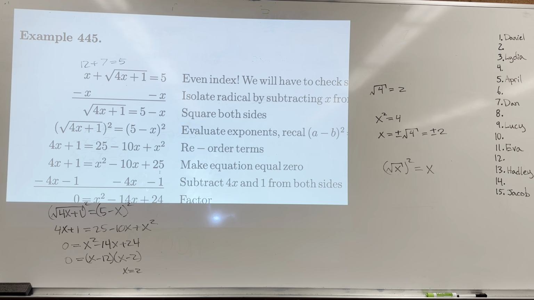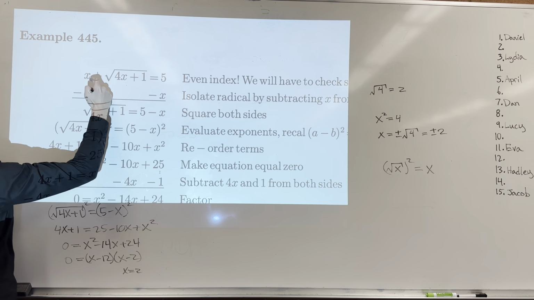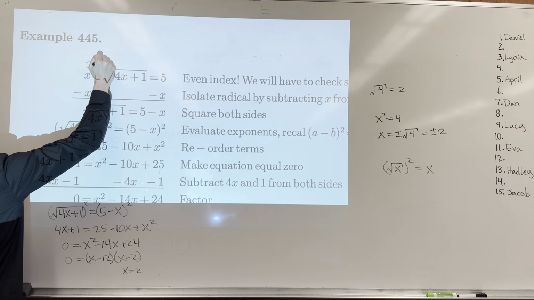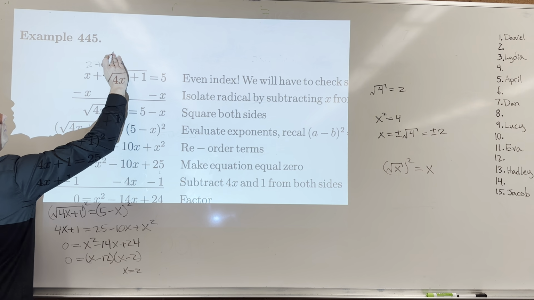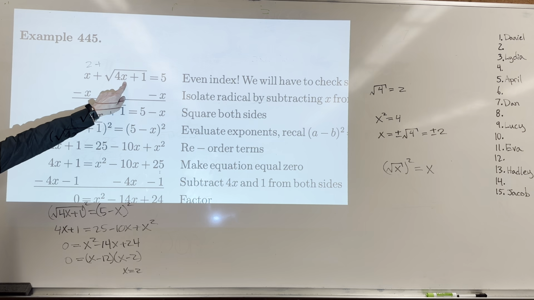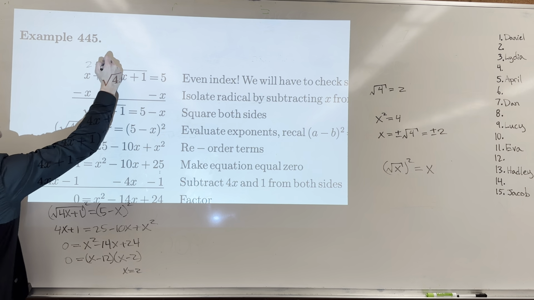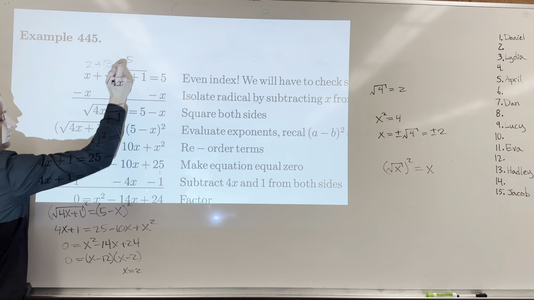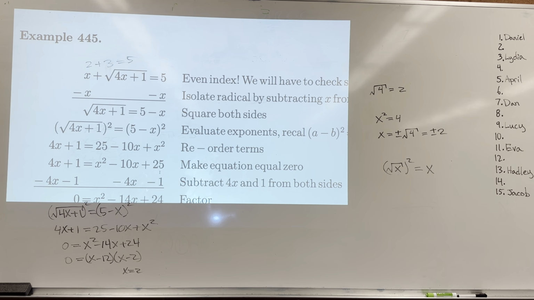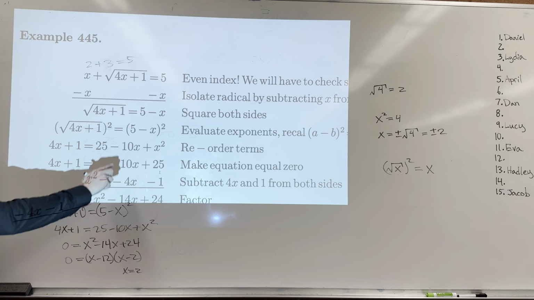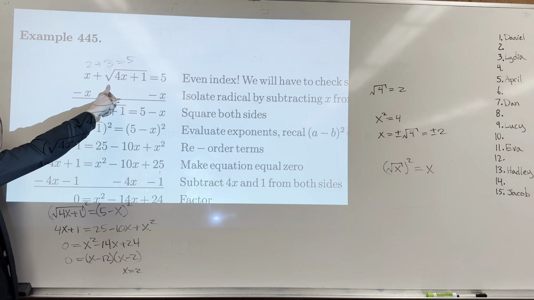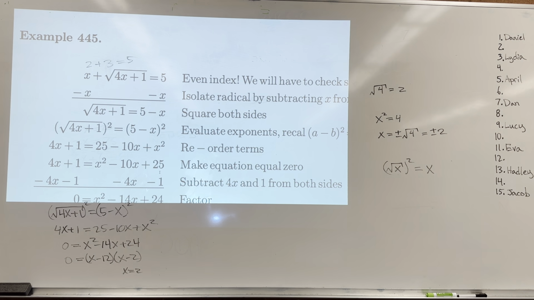Let's try x equals 2. Plug in 2 up here. We get 2 plus the square root of, well, we'll do this in our heads. 4 times 2 is 8, plus 1 is 9. The square root of 9 is 3. 2 plus 3 is 5. So 2 does work. 12 didn't work, 2 does work. So whenever your radical is even, you always have to check that both your answers work. Whenever your radical is odd, you're already good.